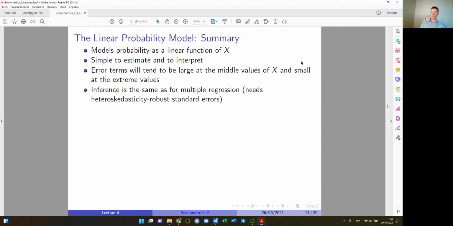And a more important problem with this model is that it is able to generate predictions of probability that are greater than 1 and less than 0. And we are somehow confused. Probabilities cannot exceed 1 and cannot be less than 0. So how to interpret such results?